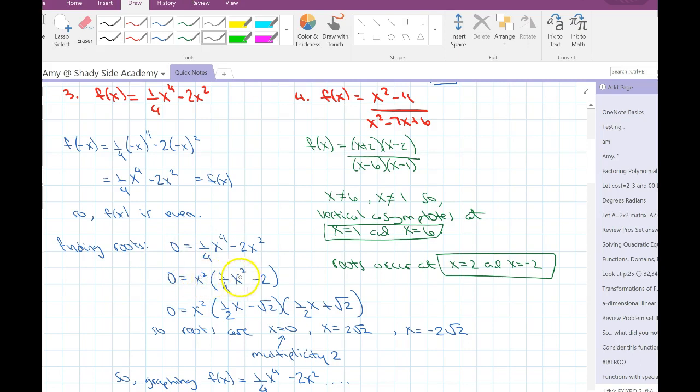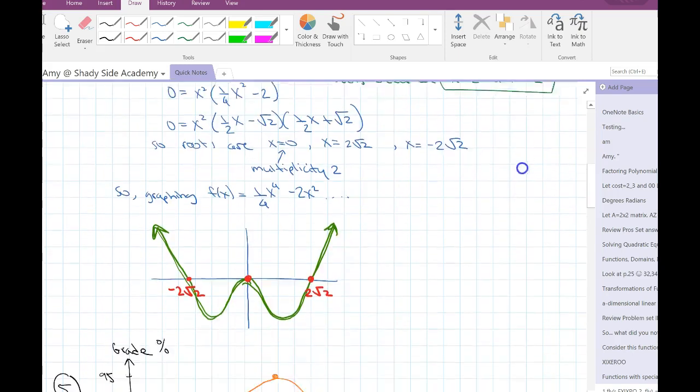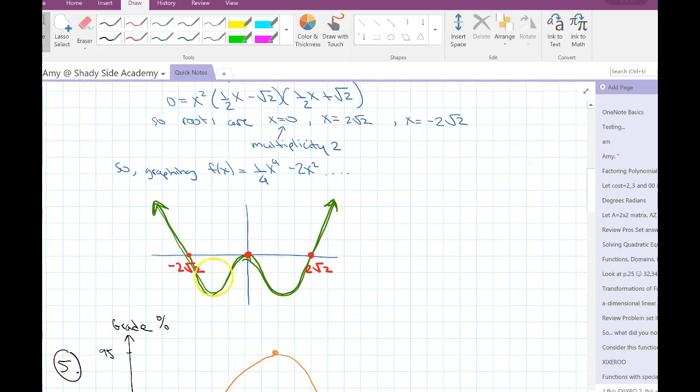Factoring. Difference of squares, look at that. Gotta keep on top of it. Roots are 0 from right here, 2 root 2 from this factor, negative 2 root 2 from this factor, but 0 is a root of multiplicity 2. So graphing f of x, this is a perfectly reasonably acceptable graph.